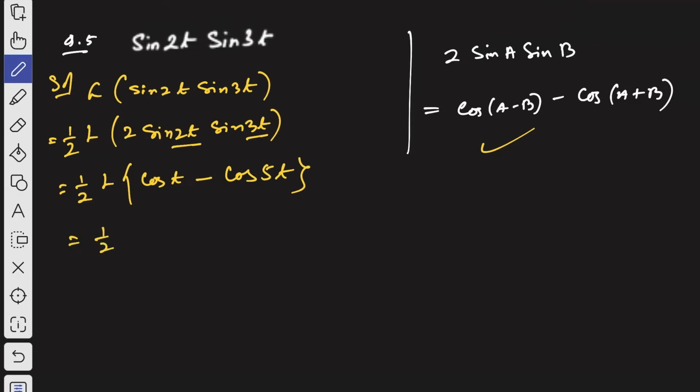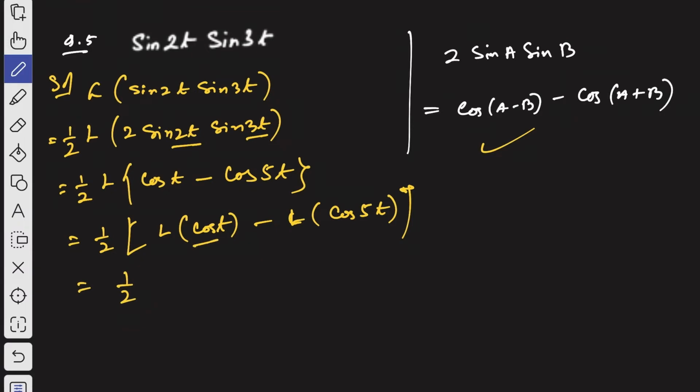Now half, it can be written as Laplace transformation of cos t minus Laplace transformation of cos 5t, right? We can do that way. Now here apply Laplace transformation of cos at. Here a is 1. So what we will get, s by s square plus 1 square, which is 1 simply, then minus s by s square plus 5 square, which is 25, right? So you can take an LCM here.